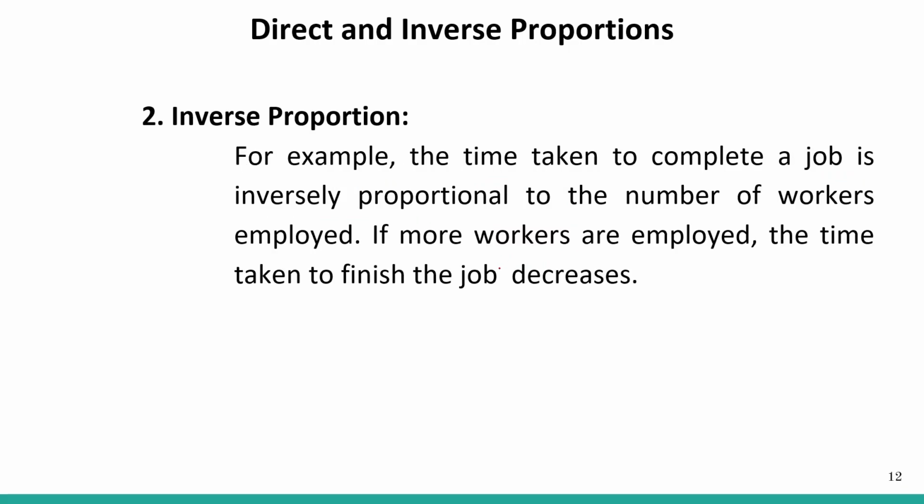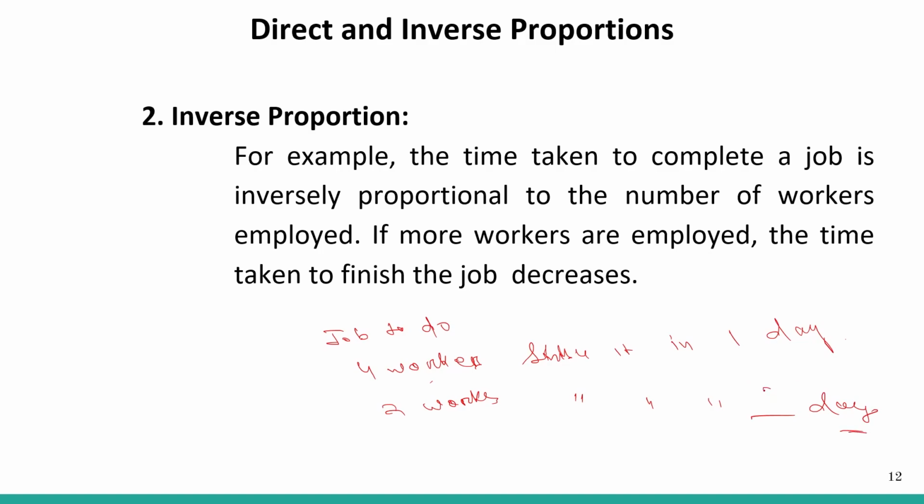Let's see an example. The time taken to complete a job is inversely proportional to the number of workers employed. So if more workers are employed, the time taken to finish the job decreases. You have a job to do. 4 workers finish it in 1 day. So 2 workers finish it in how many days? They finish it in 2 days.